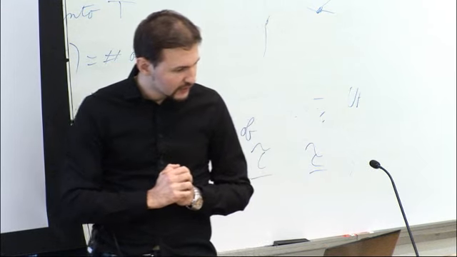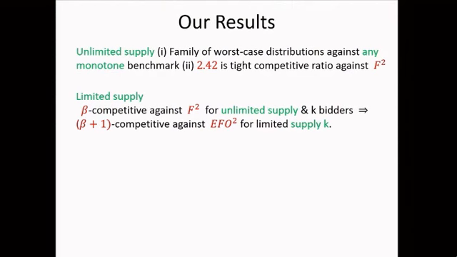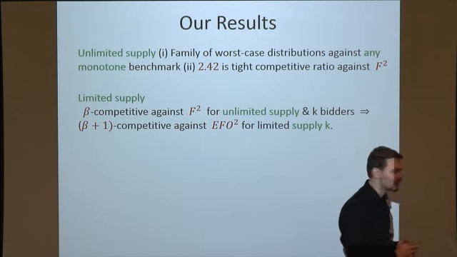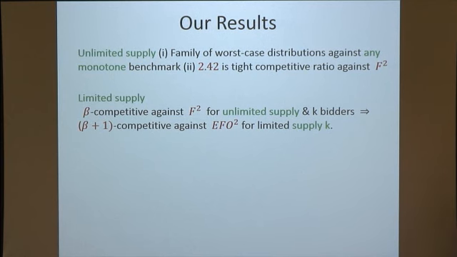For the limited supply case, again, this idea gave us an improvement from a factor of 2 to beta plus 1. And given that beta is at best 2.42, this is a significant improvement. And I will show it. The argument is super simple.